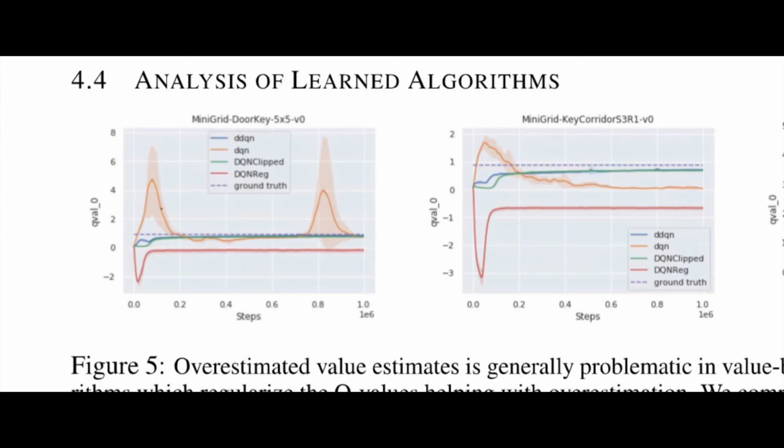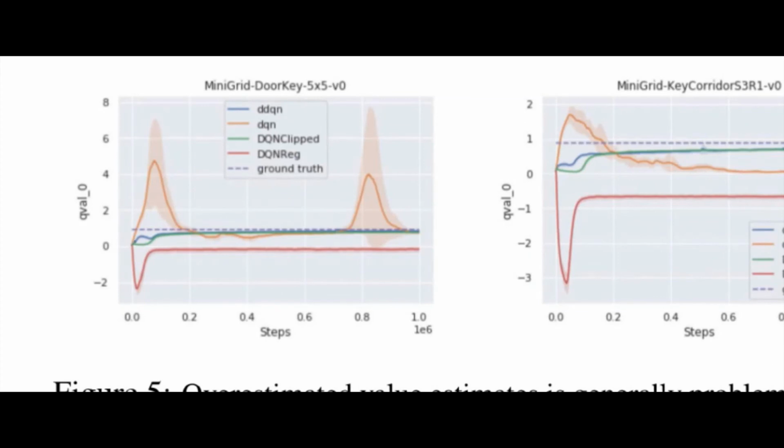What happens is that DQN overestimates the Q values. As you can see, this rises here. DDQN does not overestimate. It underestimates the Q value and it converges to the optimum Q value. Their proposed DQN Clip is sort of similar to DDQN, but it underestimates even more aggressively, while DQN Regression is sort of pessimistic initially and then it stabilizes.